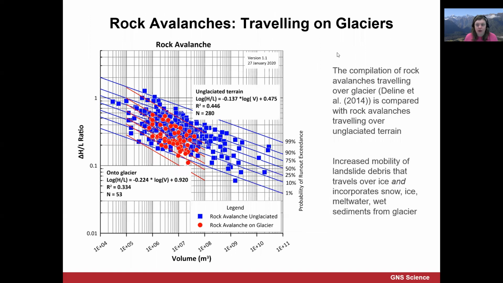We then compared this rock avalanche relationship with a compilation of rock avalanches that have traveled over glaciers, which was put together by Deline et al. in 2014, to look at the differences that substrate path can have on landslide mobility. And we see that landslides that travel out over glaciers, so over ice, and incorporate snow and ice and meltwater and wet sediments from the glacier, have a higher mobility, as determined by the lower gradient on the graph, compared with rock avalanches that travel over unglaciated terrain.